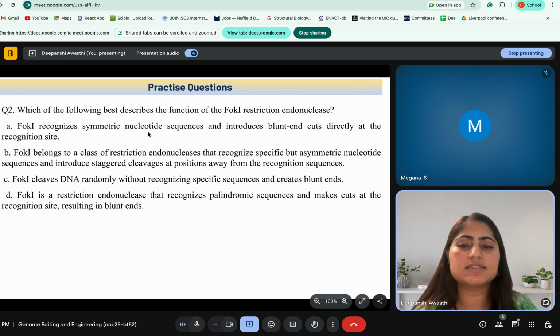Option A, FokI recognizes symmetric nucleotide sequences and introduces blunt end cuts directly at the recognition site. Option B is FokI belongs to a class of restriction endonucleases that recognize specific but asymmetric nucleotide sequences and introduce staggered cleavages at positions away from the recognition sequence. Option C is FokI cleaves DNA randomly without recognizing specific sequences and creates blunt ends. And option D is FokI is a restriction endonuclease that recognizes palindromic sequences and makes cuts at the recognition site, resulting in blunt ends.